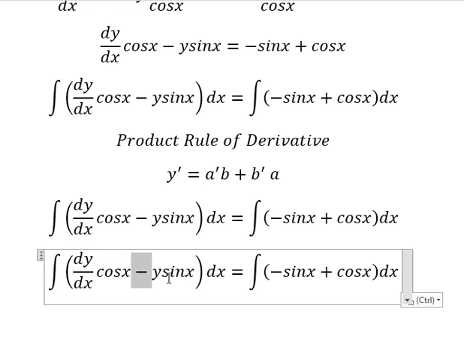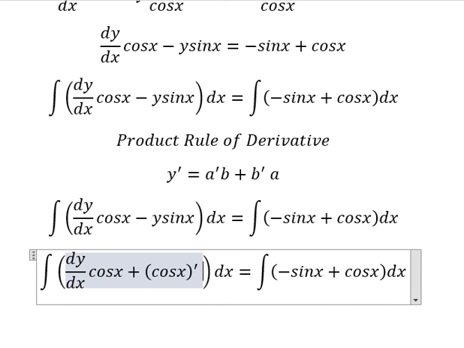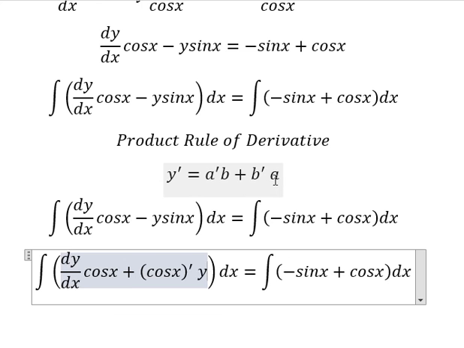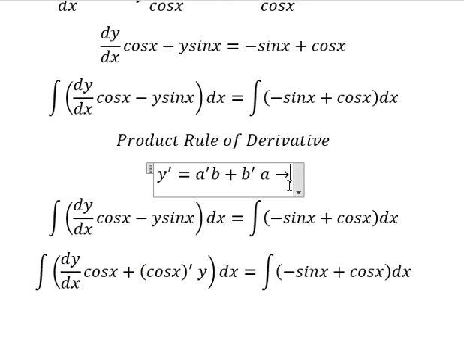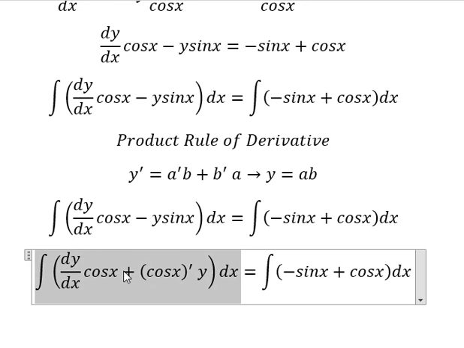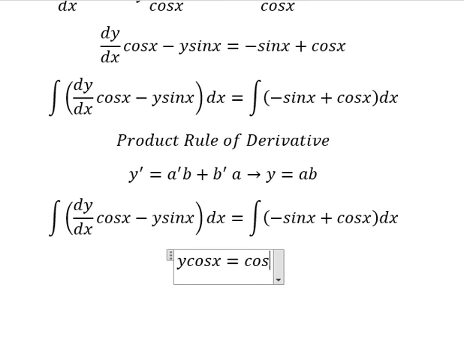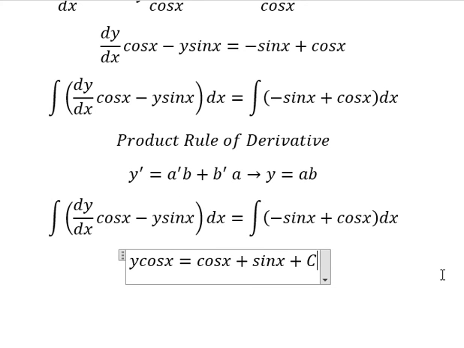This one we have negative sine s, that is the first derivative of cosine s, multiplied by y, that is a. So the integration of this one, we have y equals ab. So the integration of that one, we have y cosine s. The integration of negative sine s, we have cosine s. The integration of cosine s, we have sine s, and I will put c.